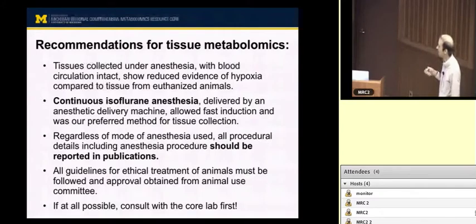So I would urge you, if you're doing this type of work, to report that, even if you have to do something that's not quite ideal because you need it for another part of your procedure. At least you've said what's been done so that someone else can reproduce your results, and they're aware of what sort of effects might be there. Of course, you have to follow all guidelines for ethical treatment of animals, and if possible, we'll reemphasize, consult with the core lab first before you do your studies. Be it an animal experiment or an experiment in cells, it's worth doing.